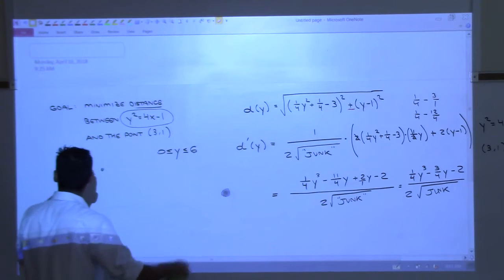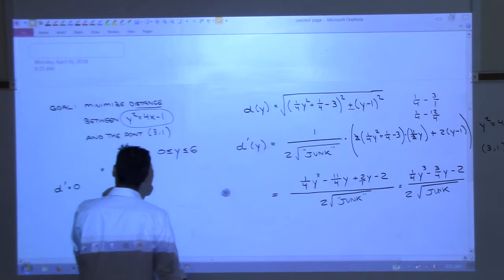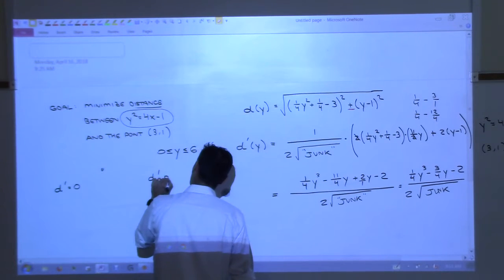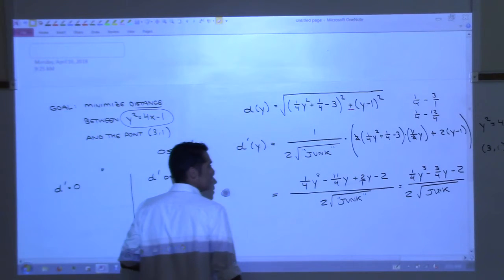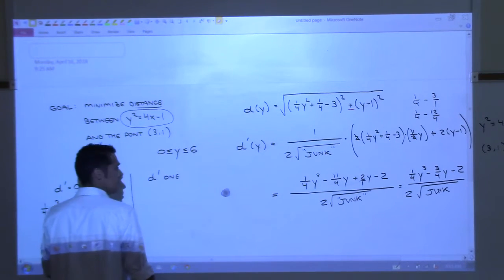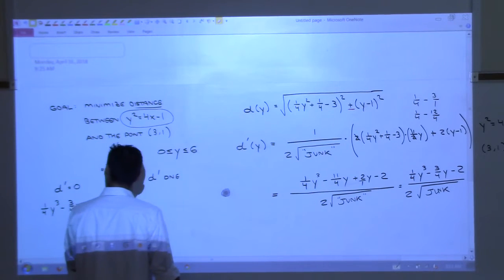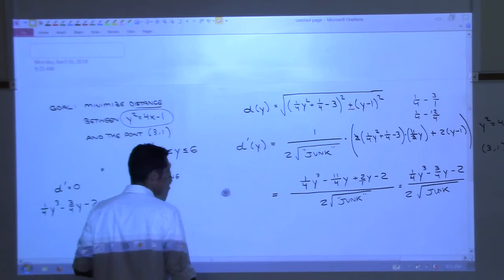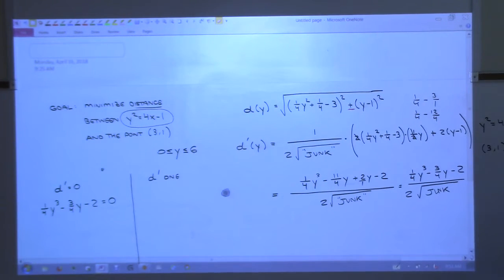So when is the derivative 0? D prime equals 0. And then when does D prime not exist? All right, here we go. So we have 1/4 y cubed minus 3/4 y minus 2 equals 0. Right? Y'all agree?